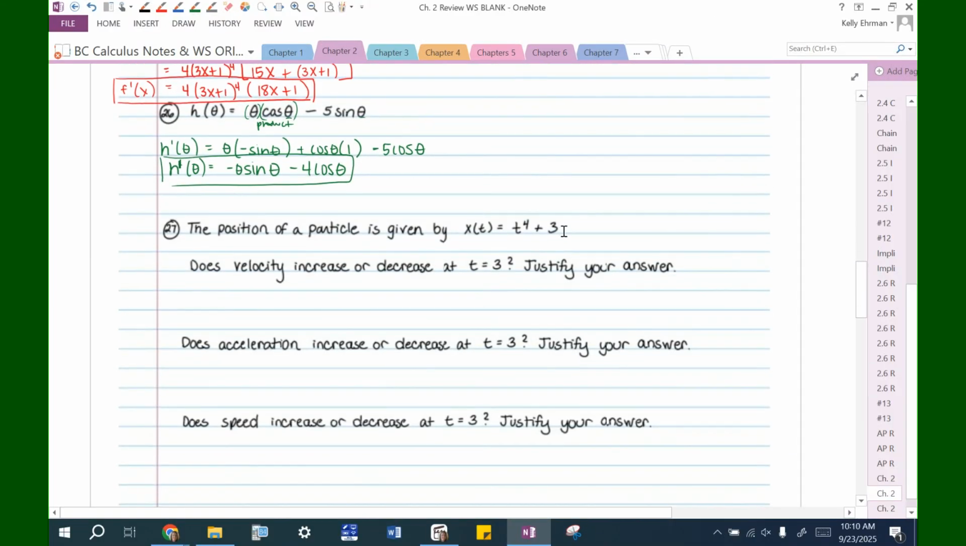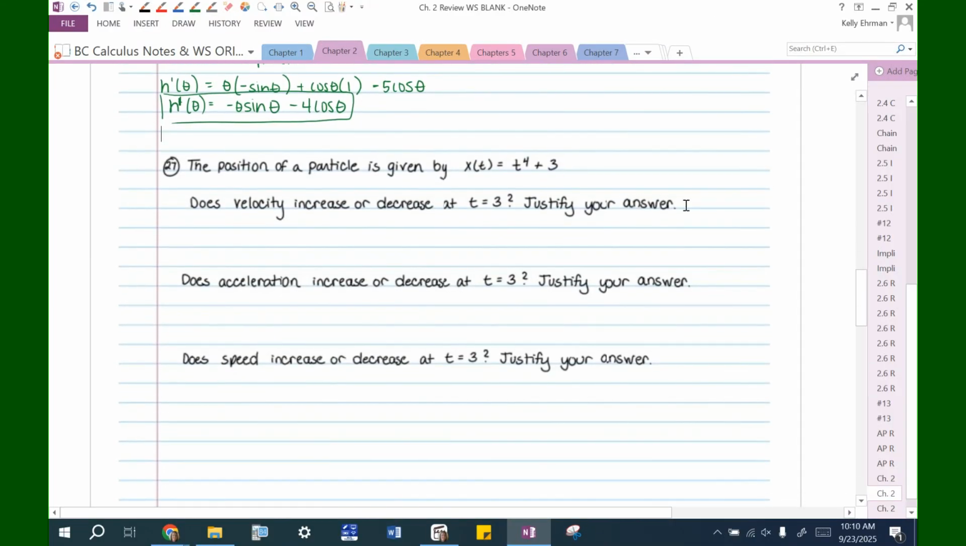Okay, let's see. Position, velocity, acceleration. So the position of a particle is given by x of t equals this. Does the velocity increase or decrease at time equals 3? If you're trying to decide is something increasing or decreasing, you look at that thing's derivative. So is v of t increasing or decreasing? I need to figure out v prime of t. And v prime of t is the same as a of t.